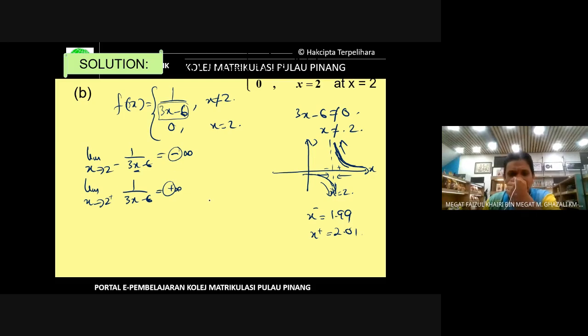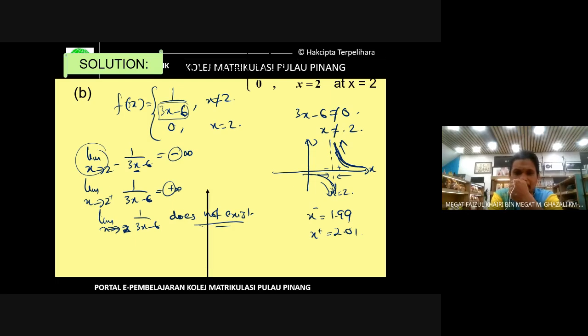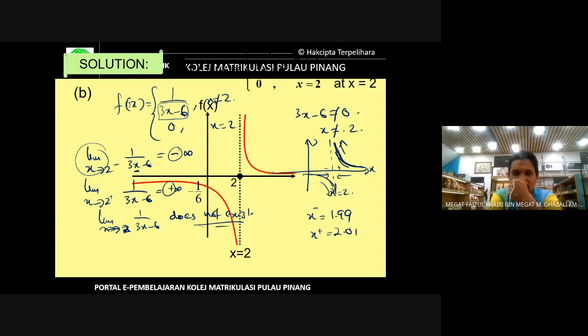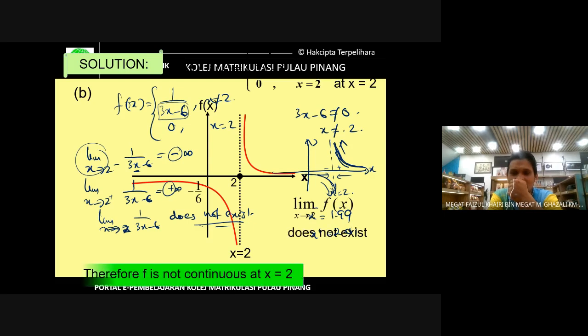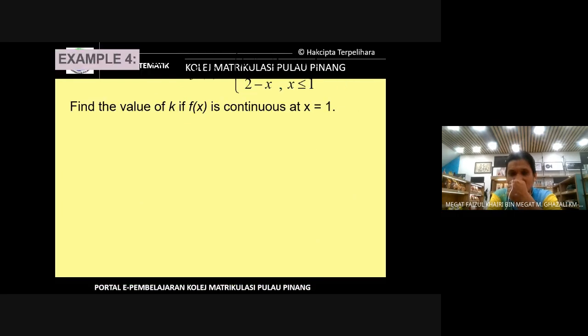Adakah dia akan bersambung? Tak. Tidak. 1 over 3x minus 6 limit does not exist. So if the first condition, the condition for the limit, does not exist, is it continuous? Of course not. Limit does not exist, so therefore it's not continuous at x equal to 2.